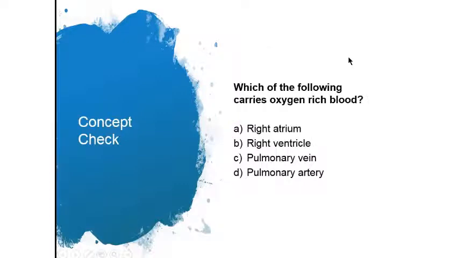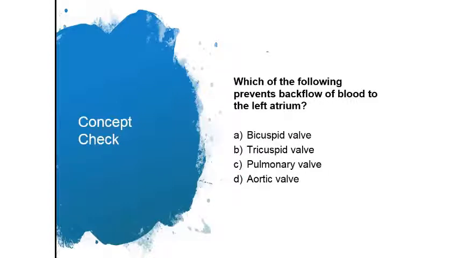Which of the following carries oxygen-rich blood? Oxygen-rich blood will be anything circled in red in the diagram we drew, and that would be the pulmonary vein. Which of the following prevents backflow of blood to the left atrium? That would be one of the AV valves, and on the left side, that is the bicuspid valve.